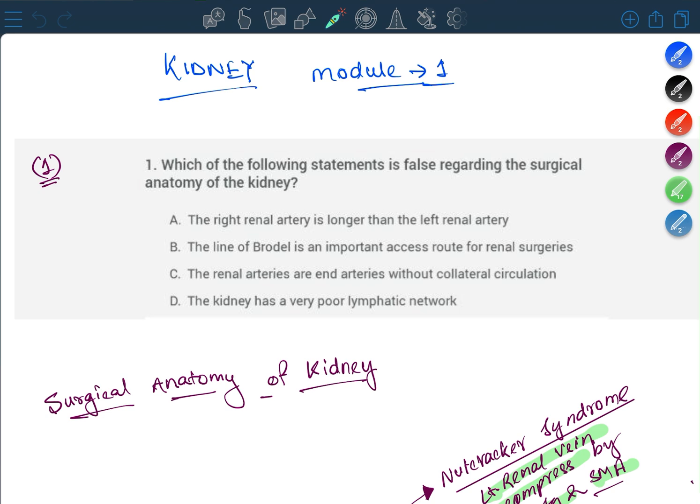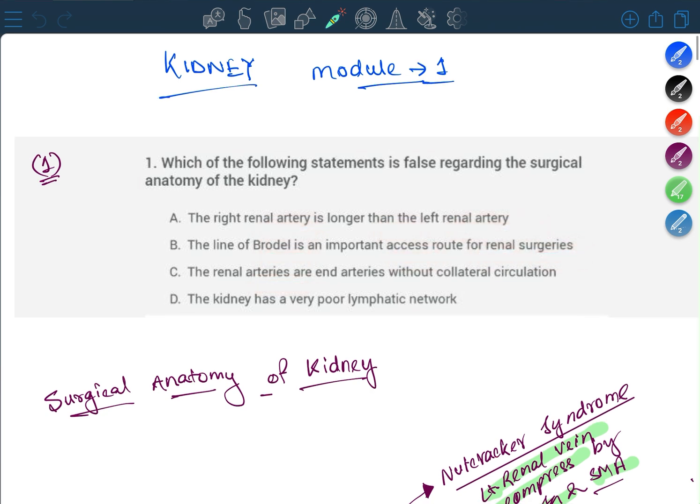So the first question is, which of the following statements is false regarding the surgical anatomy of the kidney? Options are: the right renal artery is longer than the left renal artery. The line of Brodel is an important access route for renal surgeries. The renal arteries are end arteries without collateral circulation. The kidney has a very poor lymphatic network. See, it has asked for false. So now pause it and try to answer it.